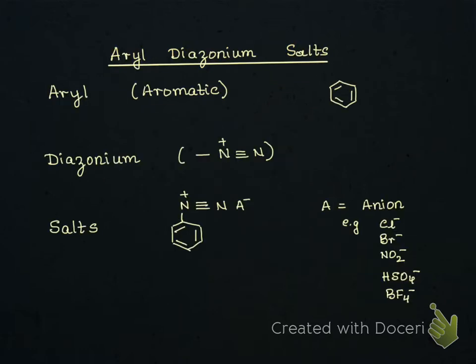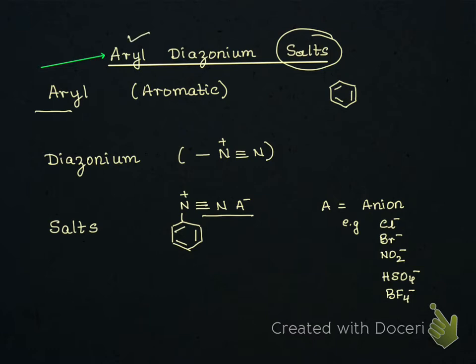Diazonium salts, or more specifically aryl diazonium salts, what are they? Salts. That means there will be a plus and a minus. That means there will be ions in this, as you can see from the structure. But before I go on to that, let me take up the breakup of each.